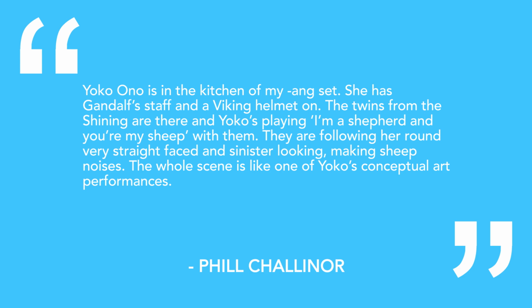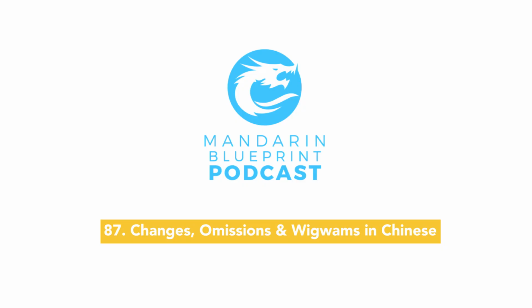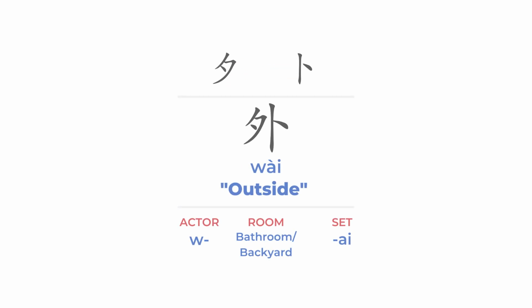I don't know the game I'm a shepherd and you're my sheep, but as long as you know what that is, that's a good association with the meaning. And of course, that's just a weird idea. Yoko Ono in a Viking hat with Gandalf's staff, marching around with the twins from The Shining behind her, making sheep noises. That is a strange and memorable scene. I like it. Next, we have Deborah Driscoll on Make a Movie for Why, which means outside.